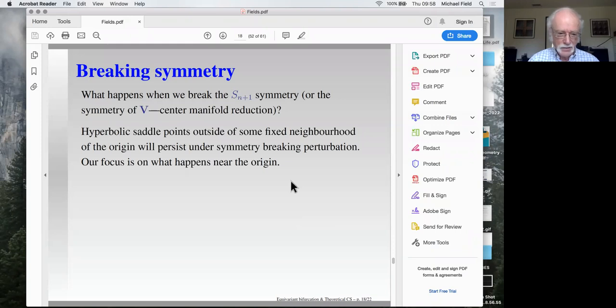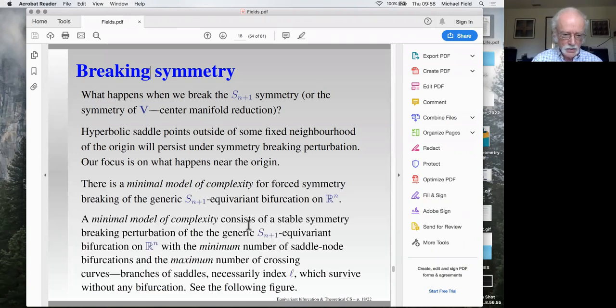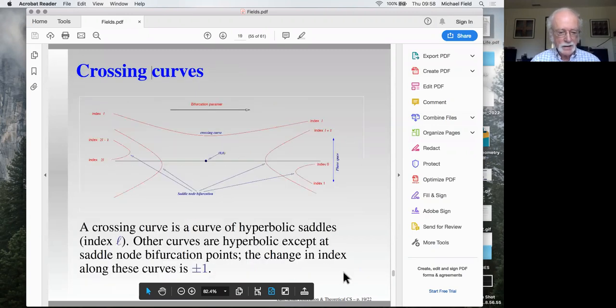Well, this can be very, very complicated, not surprisingly, but there's a minimal model of the complexity. So I'm talking about forced symmetry breaking here, and I just want to describe that. So it consists of a stable symmetry breaking perturbation, where we forget about the symmetry here, with a minimum number of saddle node bifurcations and the maximum number of crossing curves. Now let me explain that. So here's a kind of picture.